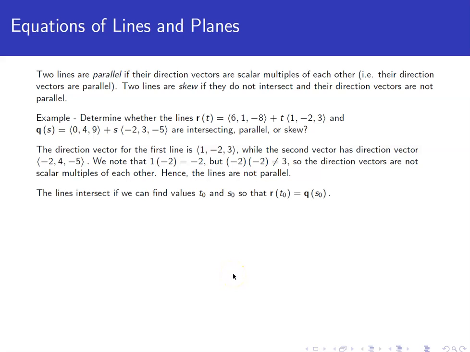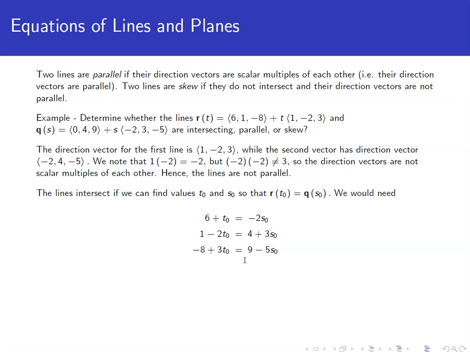So, let's see if they intersect. Well, they intersect if we find a value for t and a value for s, so that when we plug those values into their respective vector forms, we get the same vector. The lines end up going through the same point. So we have a system of equations here to solve.